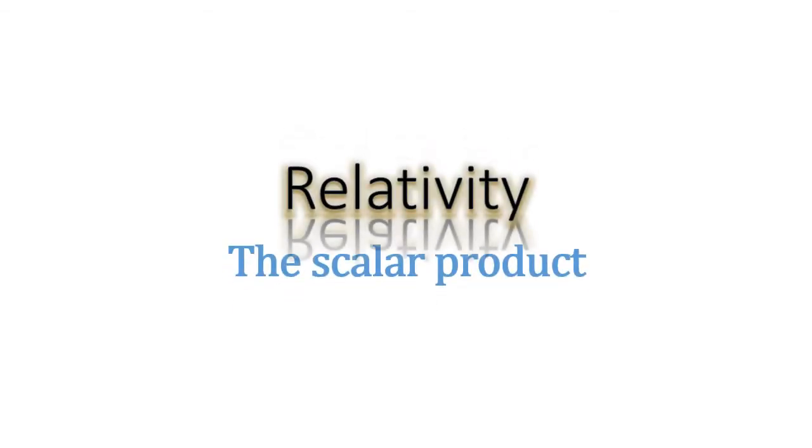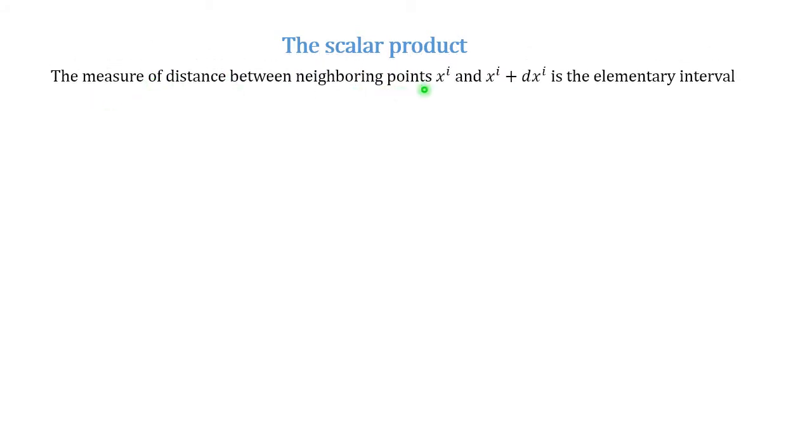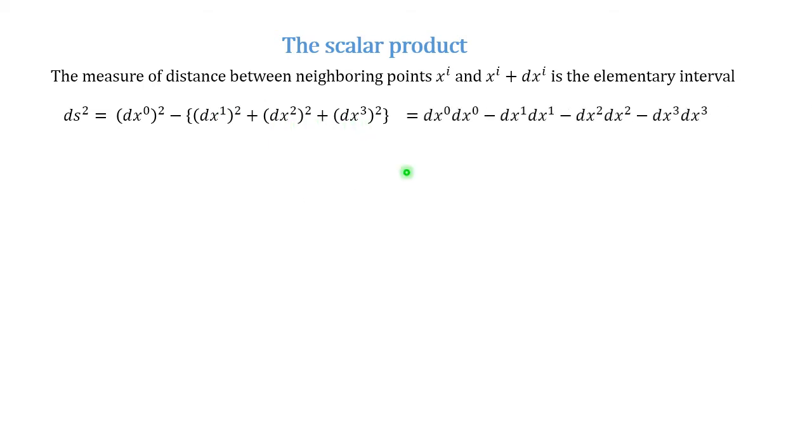Relativity, the scalar product. The measure of distance between neighboring points xi and xi plus dxi prime is the elementary interval. So we have ds squared equals (dx0)² minus in brackets (dx1)² plus (dx2)² plus (dx3)². Now this is the same as dx0 minus dx1 minus dx2 minus dx3.